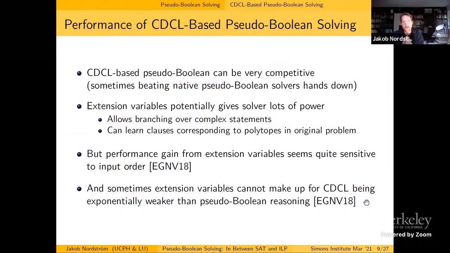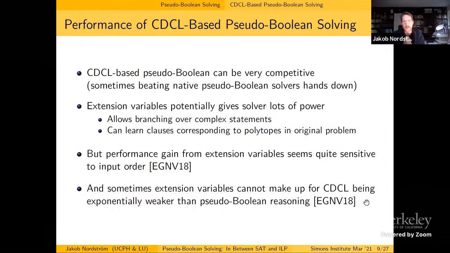So, okay, how do you do it? How does CDCL-based Pseudo-Boolean solving work? Well, it's being used because it turns out that it's often a very competitive approach. And sadly, I have to say, from the point of view of so-called native Pseudo-Boolean solving, the CDCL-based approaches sometimes just beat the crap out of us. And it's interesting to understand why, and I don't fully understand why. So that's an interesting research question.